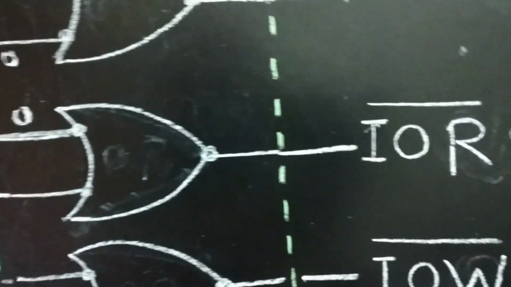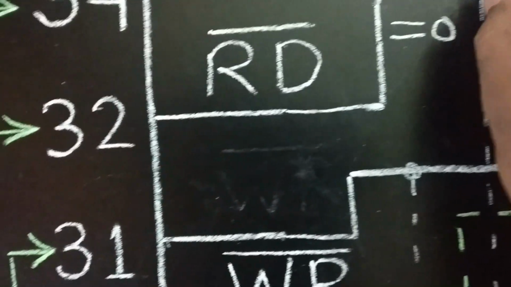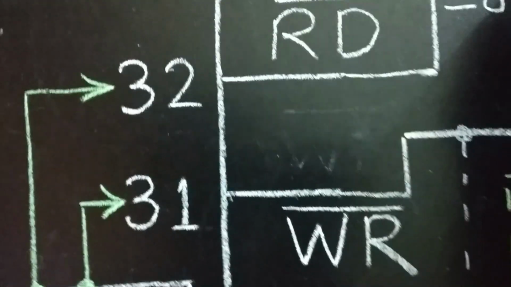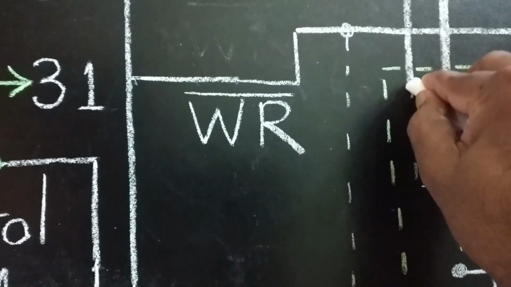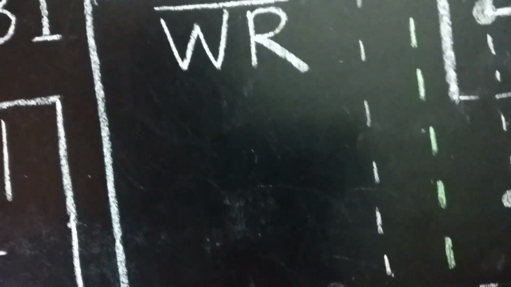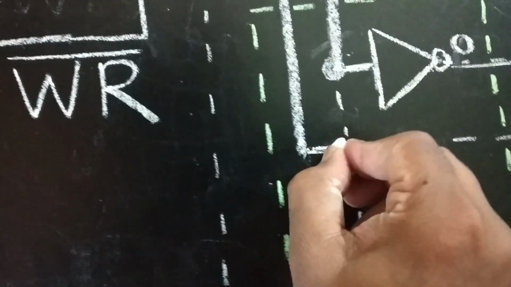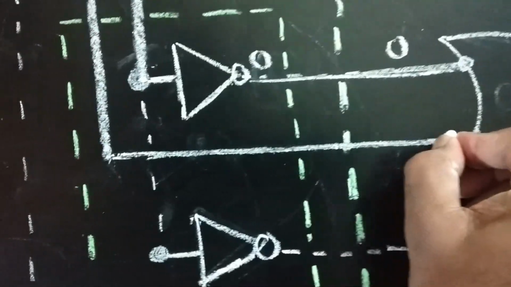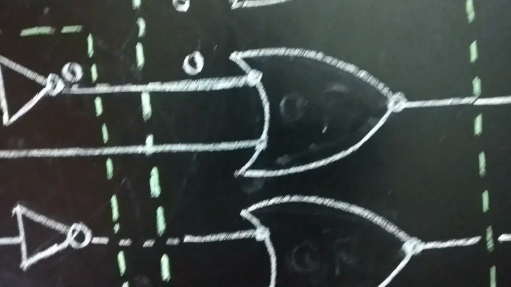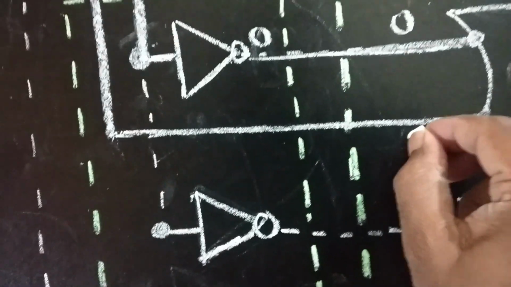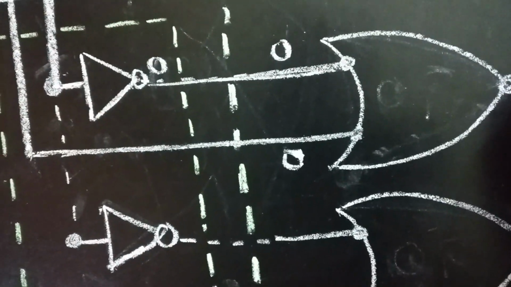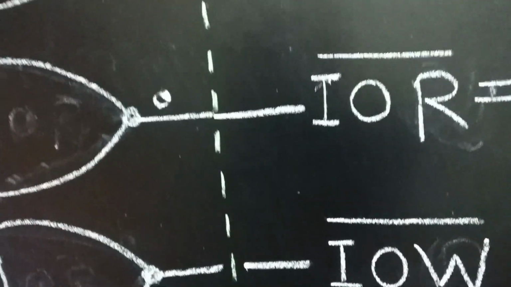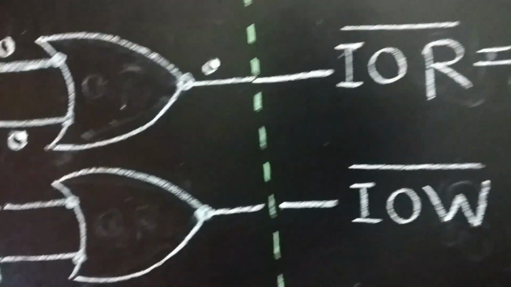And when it is 0 and it is an IO read operation, the microprocessor will generate the read bar signal activated 0, and it should be fed to the second input of the OR gate. Because it is a read bar, it is equal to 0, thus the output again will be equal to 0.